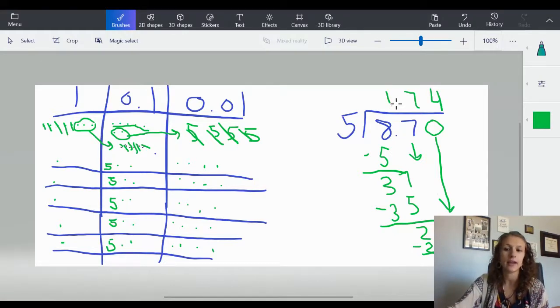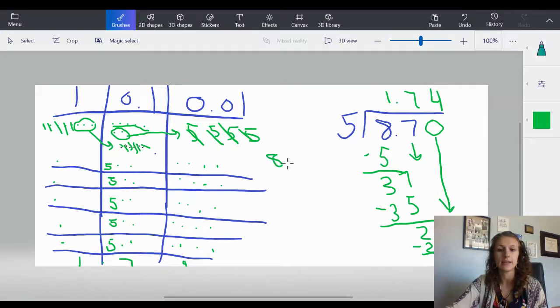I need to make sure that I put my decimal point where that needs to go, and I can see that here as well. I have 1 in each, 7 tenths in each, and 4 hundredths. So 8 7/10 divided by 5 would give me 1 and 74 hundredths.